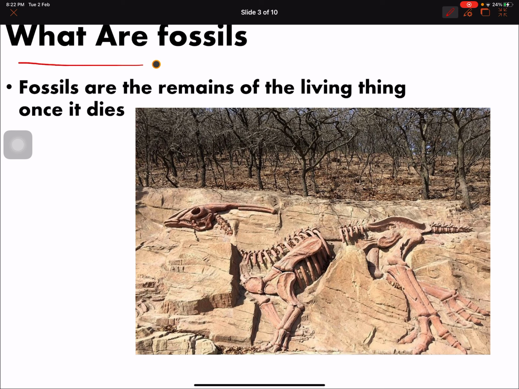We have to know what fossils are in the first place. Can you see this picture? Maybe you can guess what fossils are. The bones of the animals. Well, fossils are the remains of a living thing once it dies. As you can see, this is the remains of one of the dinosaurs. And it leaves its bones, but do you know why it didn't leave the skin or the eyes of the dinosaur? We're going to figure it out.